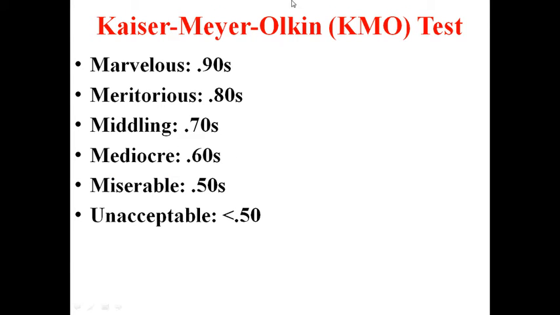Then we are talking about the Kaiser-Meyer-Olkin test, the KMO value. If the KMO value is in the 90s, then it is known as marvelous. If it is in the 80s, then it is meritorious, you can see here. If it is in the 70s, then it is middling. If it is in the 60s, then it is mediocre. If it is in the 50s, then it is miserable.